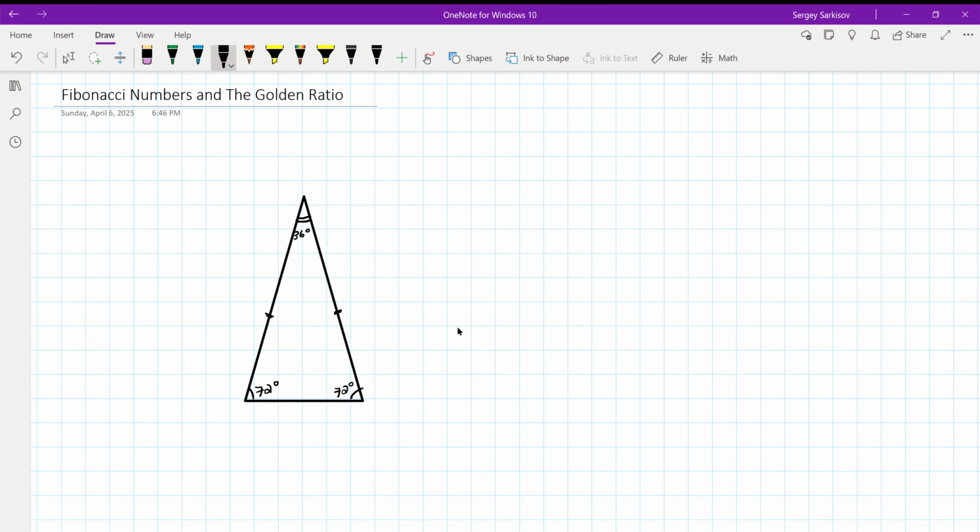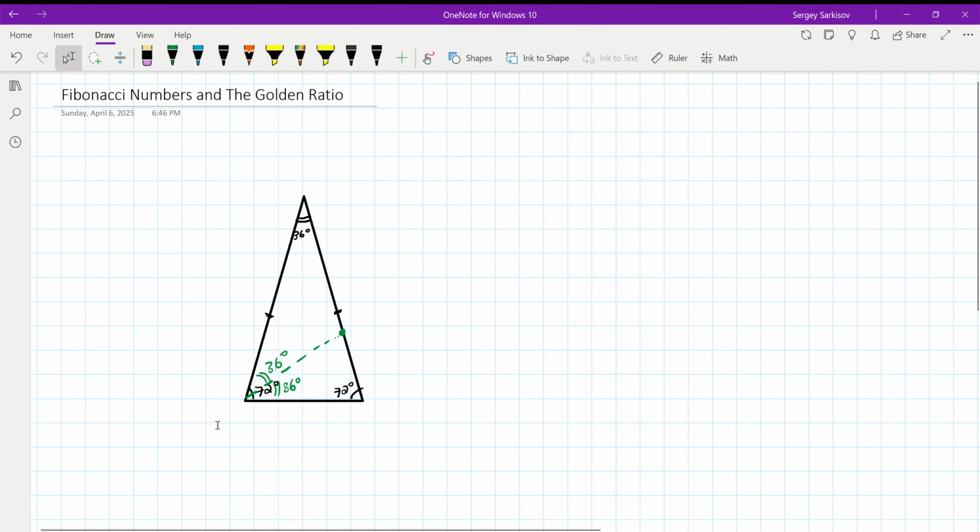Let me show you something really cool. This triangle can be divided up a little bit more. Let's draw an angle bisector from here, in a different color. What does that mean? An angle bisector divides an angle exactly equally into two equal parts. So this is 36 degrees, and this is also 36 degrees.